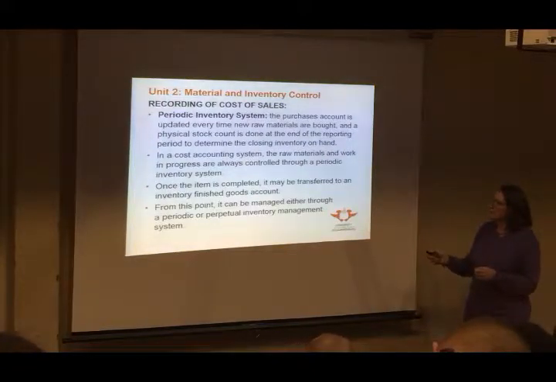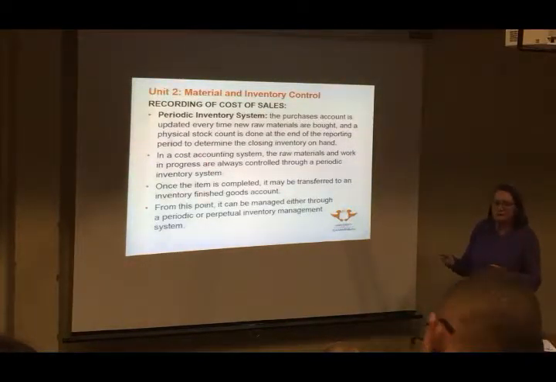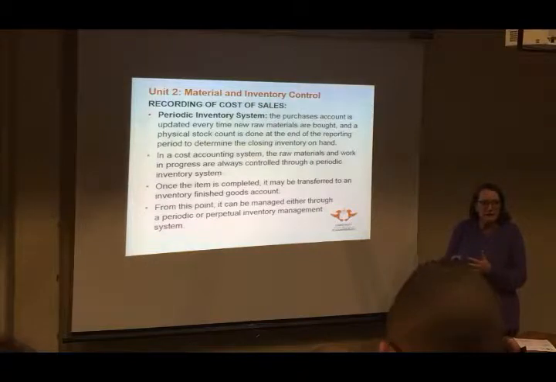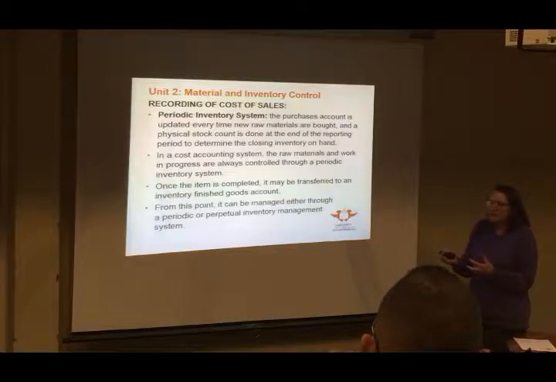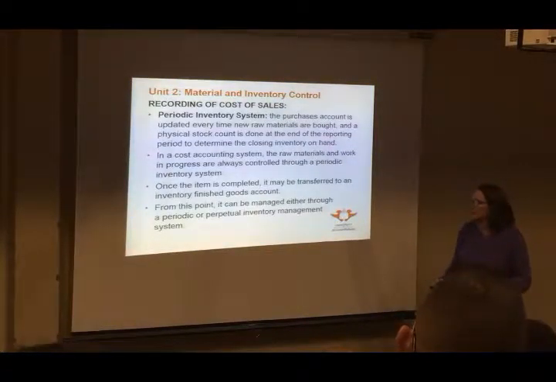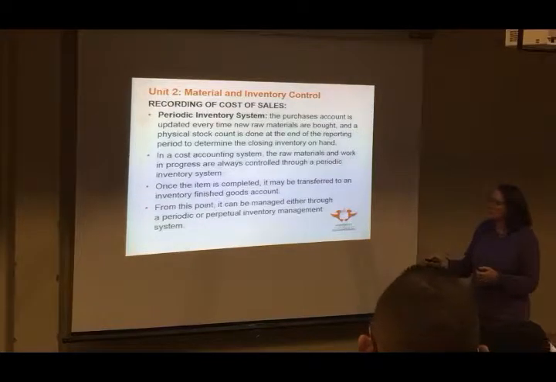So the raw materials and the work in progress are always on a periodic system. I suppose it's possible these days, with automation, that big manufacturing companies are perhaps moving away from the periodic system. If I think of, for example, a Mitsubishi manufacturing plant, maybe they are using a periodic system for their raw materials and work in progress.